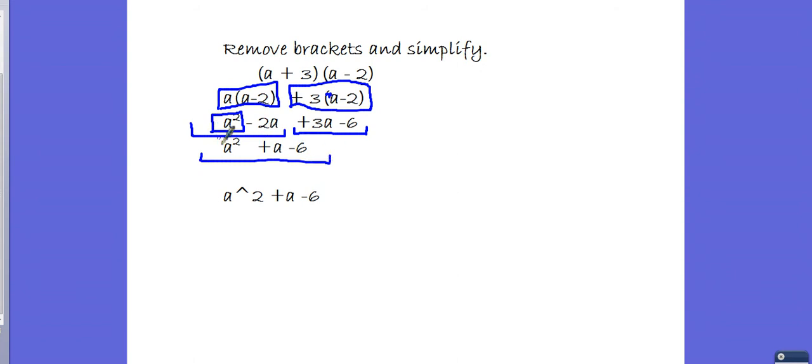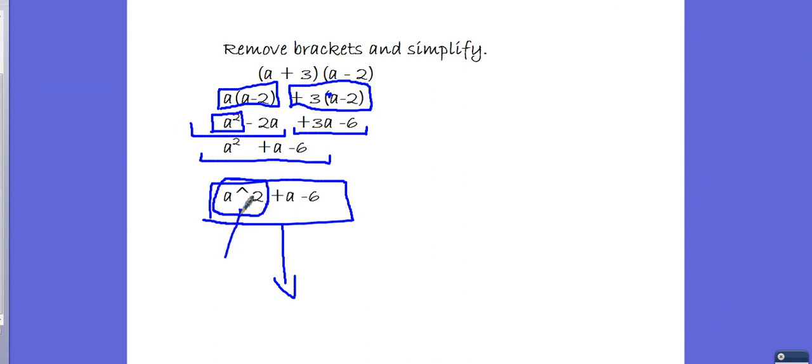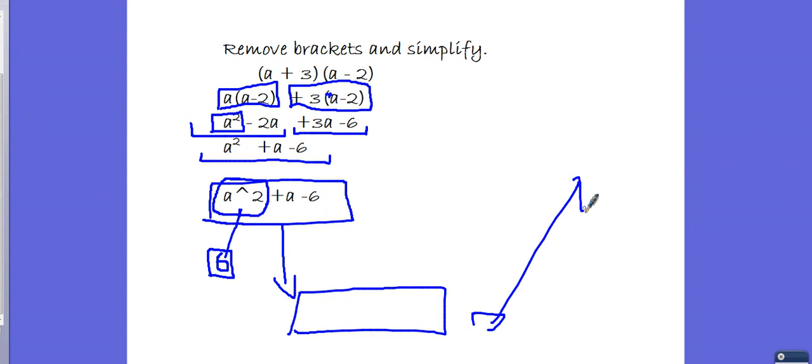When we tidy that up and simplify it a little bit, and then in order to put that into the question, we have to use this symbol here. To represent a squared on our computer, we type a, and we use that little arrow there. That little arrow is just above the number 6 key if you want to find it. So it's a to the power of 2 plus a minus 6, put that into the answer box, click on submit, and you'll get the answer you want.